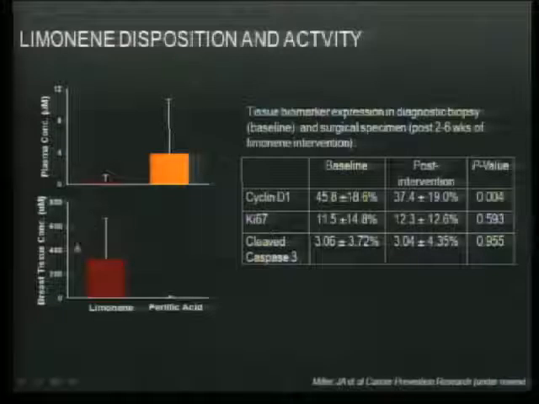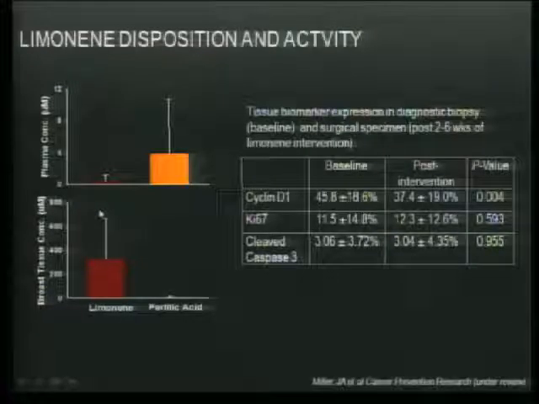You can see limonene is depositing in the breast tissue at levels high enough that in preclinical models elicited an anticancer effect. So our drug is reaching its target at a level that could potentially have an anticancer effect. Perillic acid is not depositing in the breast tissue at all. And in plasma, perillic acid is higher, which makes sense. It's more hydrophilic.